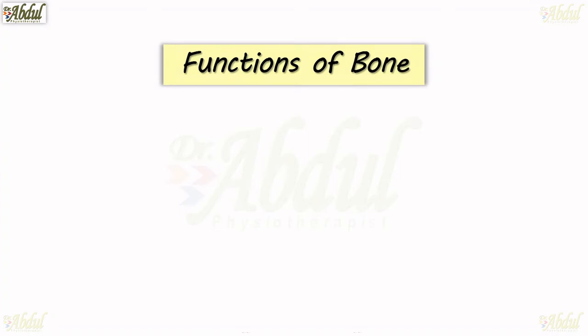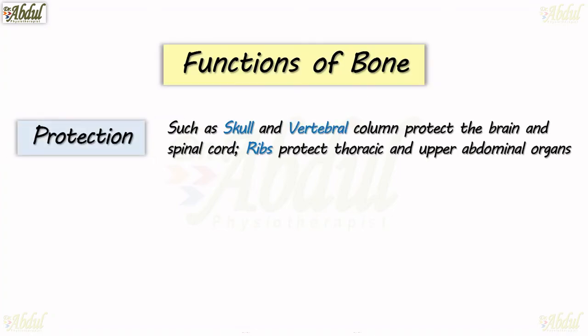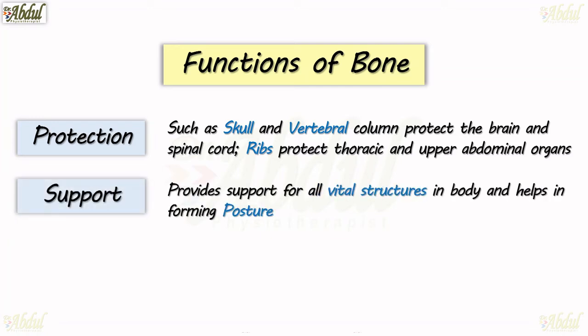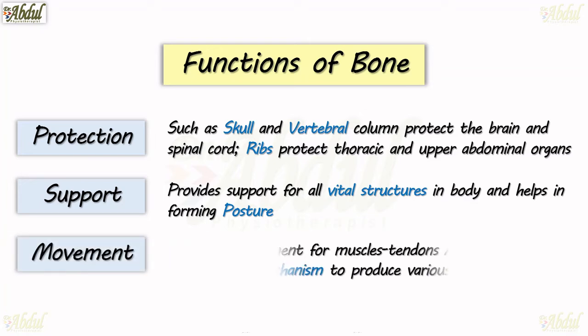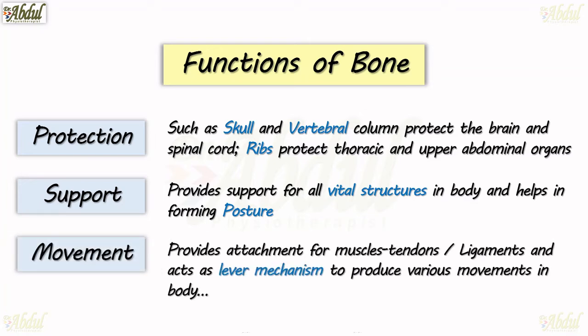Functions of bone. Protection: the skull and vertebral column protect the brain and spinal cord. Ribs protect thoracic and upper abdominal organs. Support: provides support for all vital structures in the body and helps in forming posture. Movement: provides attachment for muscles, tendons, and ligaments, and acts as a lever mechanism to produce various movements in the body.